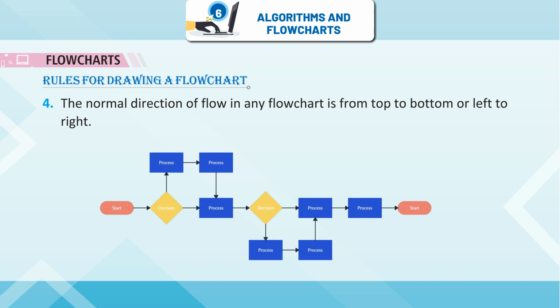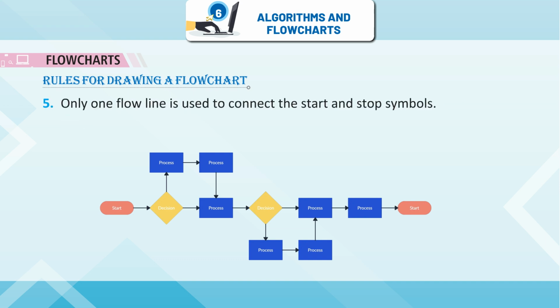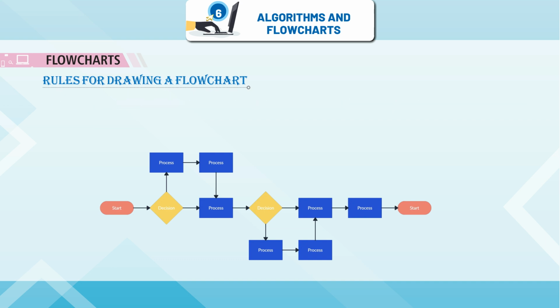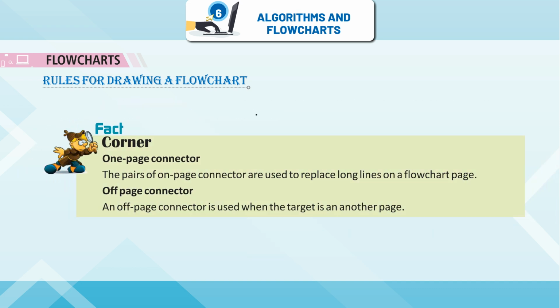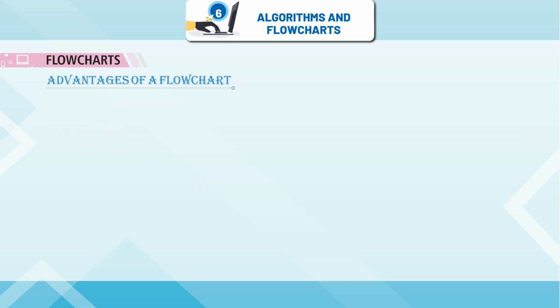4. The normal direction of flow in any flowchart is from top to bottom or left to right. 5. Only one flow line is used to connect the start and stop symbols. 6. If a flowchart occupies more than one page, then off-page connectors should be used to direct the flow of information. Fact Corner. On-page connector. The pairs of on-page connectors are used to replace long lines on a flowchart page. Off-page connector. An off-page connector is used when the target is on another page.